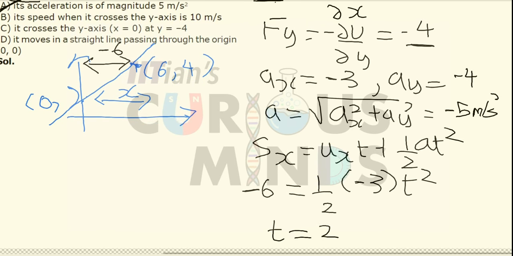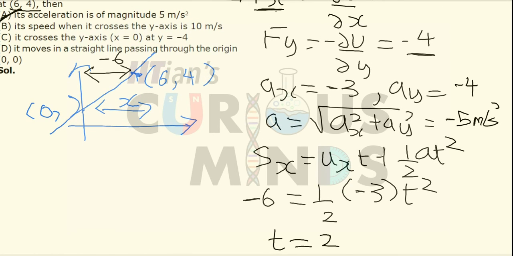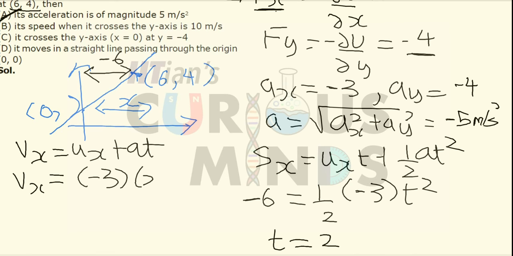Let us see the velocities in the x as well as in the y-axis when the time is equal to 2. For the velocity in the x-axis, Vx will be equal to ux plus at. Initial velocity is equal to 0, acceleration in the x-axis is equal to minus 3, and the time period is 2, which will come out to be minus 6 meter per second. The velocity in the x-axis is minus 6 meter per second when it crosses the y-axis.